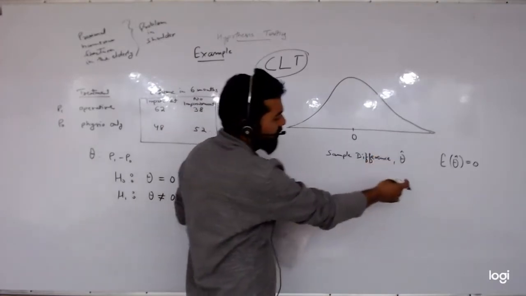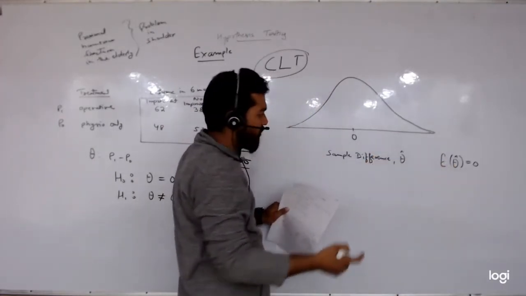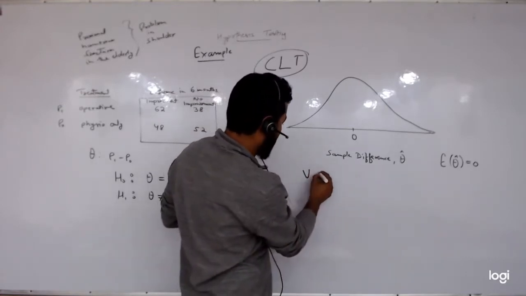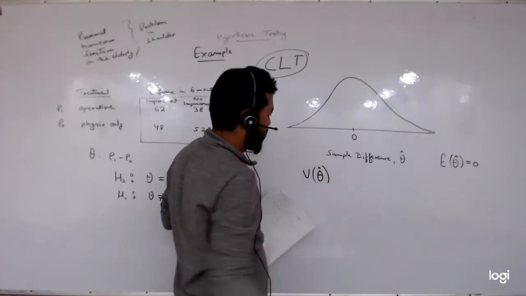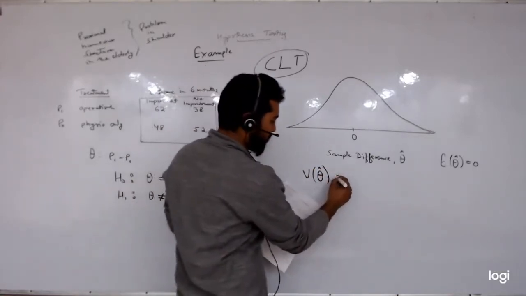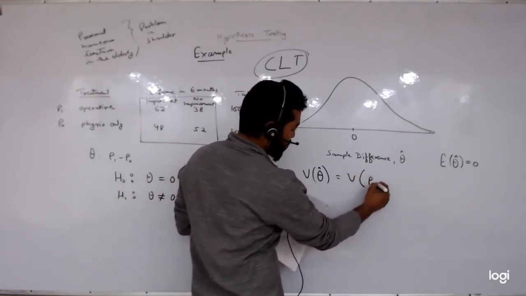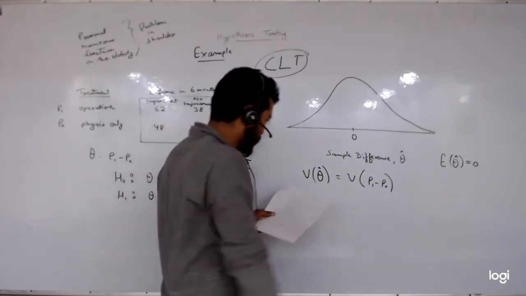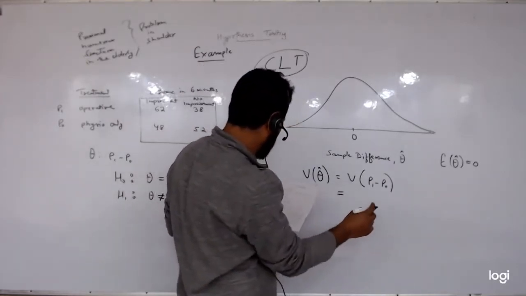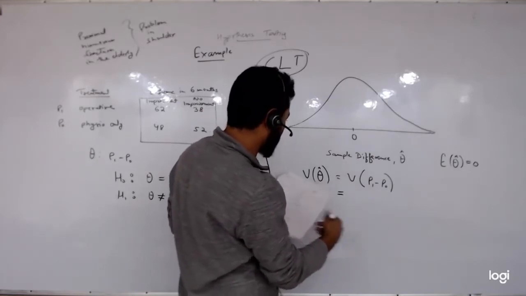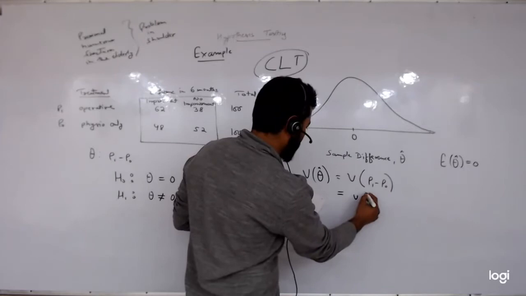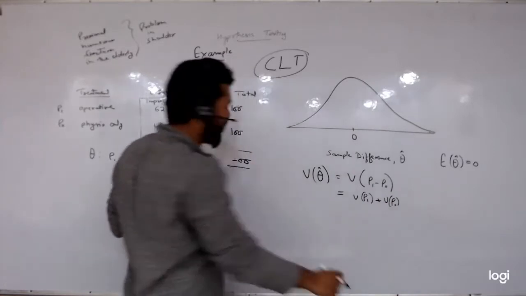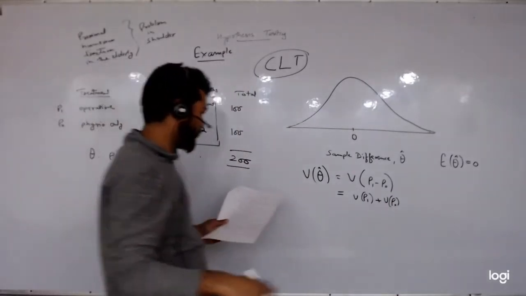Now find this, it would be 0. Now we also need the variance for this. How do we get the variance for this? The variance of this statistic would be the variance of the difference, and we're assuming that the two are uncorrelated. This is again an assumption that we're starting with.